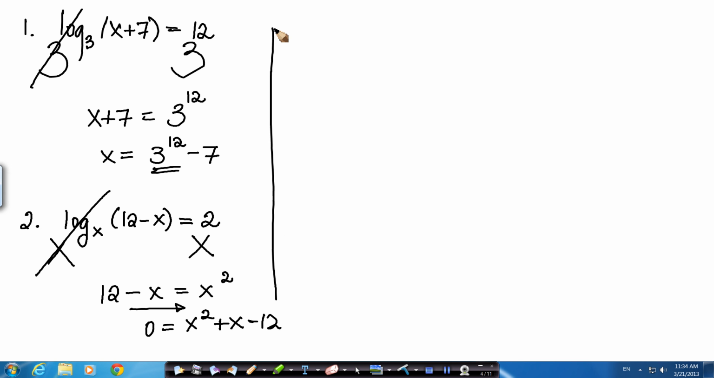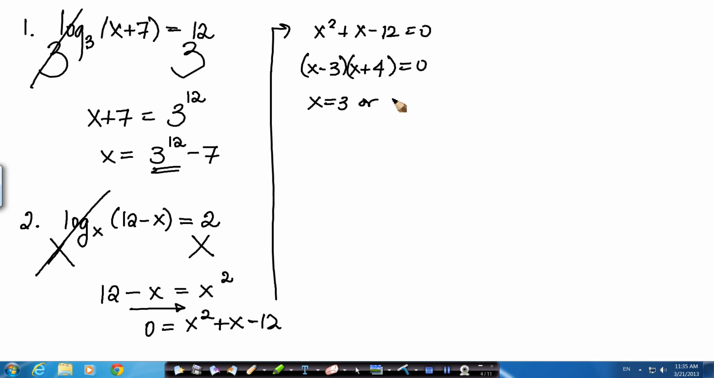So if we go up here, x squared plus x minus 12 equals 0. If we factor that out, we get a 4 and a 3, right? This guy needs to be positive, this needs to be negative. So I end up with x equals 3 or x equals negative 4.